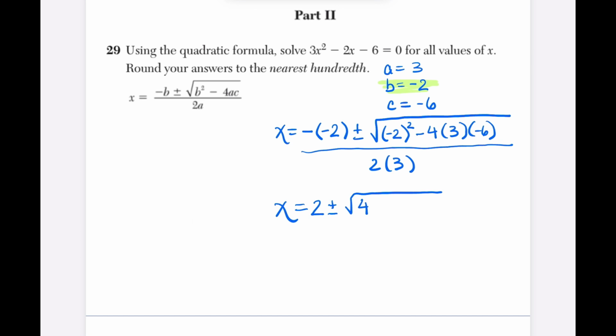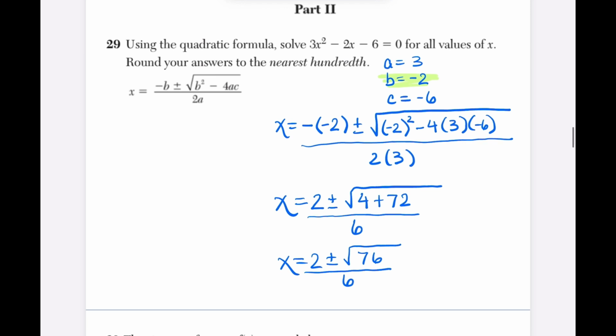All right, and then I can do minus 4 times 3 times negative 6. So that's going to give me plus 72. And all of that is over 2 times 3, so I'm going to write that as a 6. All right, let's simplify a little more. x is equal to 2 plus or minus the square root of 76 all over 6. Don't forget that fraction bar gets extended over to everything.